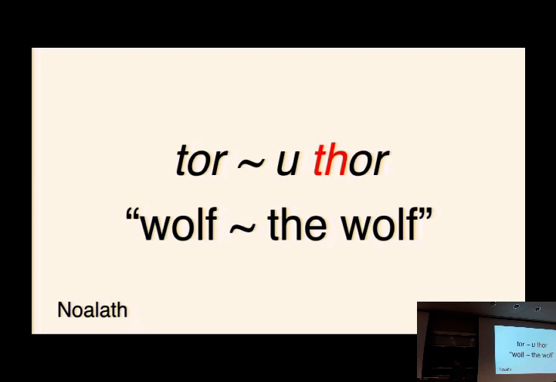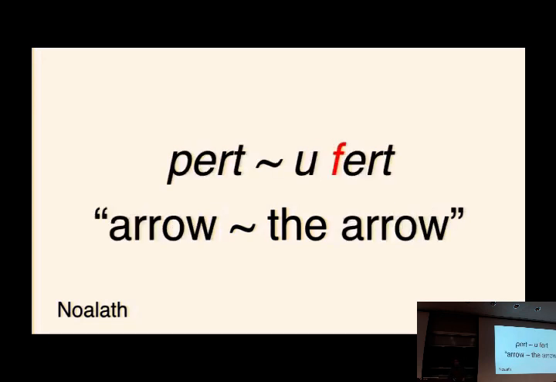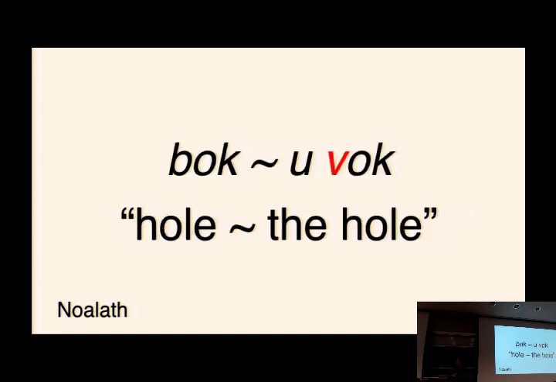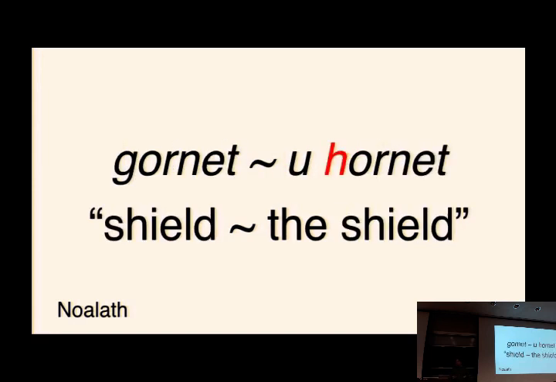I didn't do this in IPA, but for English speakers it should be mostly figure-outable. So we have Thor, wolf, and then Uthor, the wolf on the right, pert, arrow, ufert, the arrow, book, hole, uvok, gornet, shield, uhornet, the shield. If you're wondering why it's not r, that's because producers really don't like the sounds r and kh. They describe them as Arabic-y.